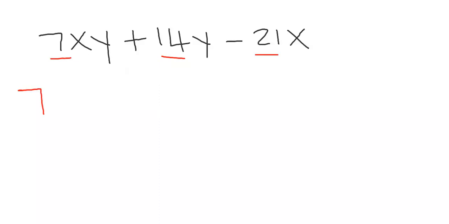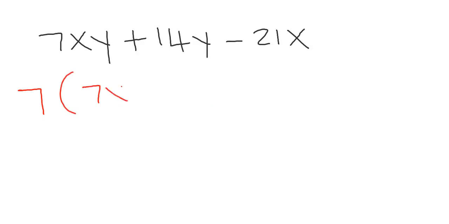Then we check our variables. We have x here, but we don't have x here. So that means the x doesn't go outside the bracket, just because we don't have it in all the terms. So then we check the next variable. We have a y here, we have a y here, but we don't have a y here. So the y is not going outside the brackets as well, because it is not present in all the terms. So that means only 7 is going to go outside the brackets.